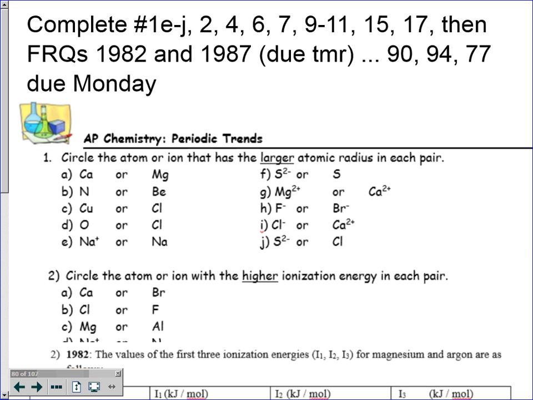So this shouldn't take us very long. 1E through J. You see where it says periodic trends? It's on page 7. It says AP Chemistry periodic trends. So E through J, 2, 4, 6, 7, 9 through 11, 15, 17. Start with those, and I'd like to check those before we go. Let's see where we are in like 10 or 15 minutes. Of course, use a friend and use a book. Use me.